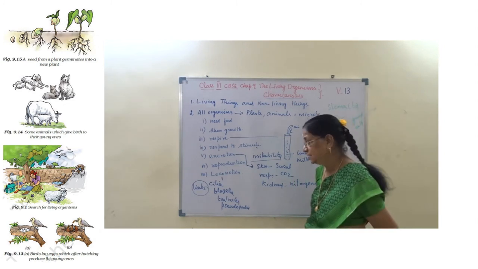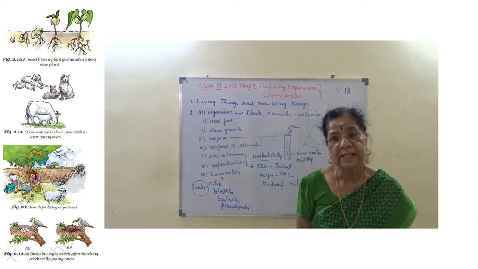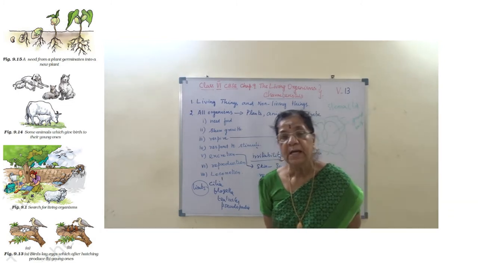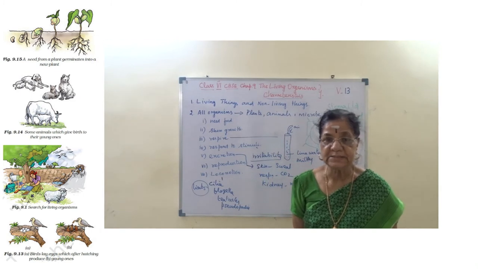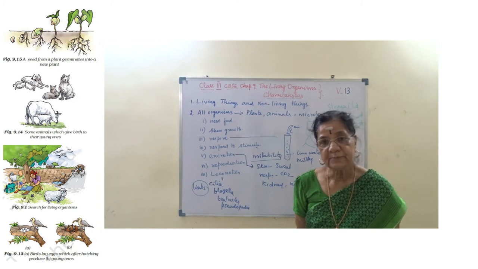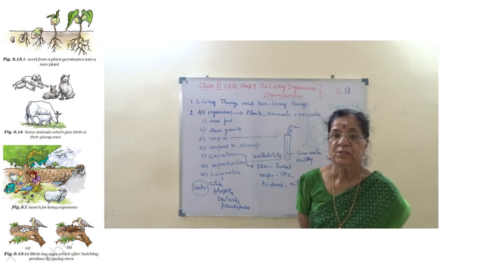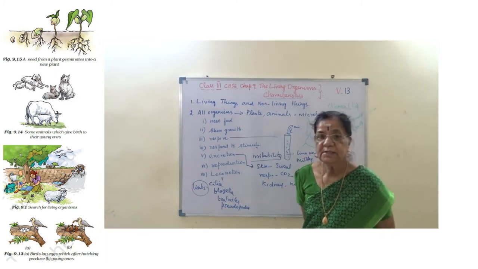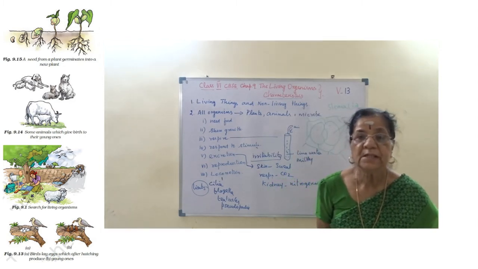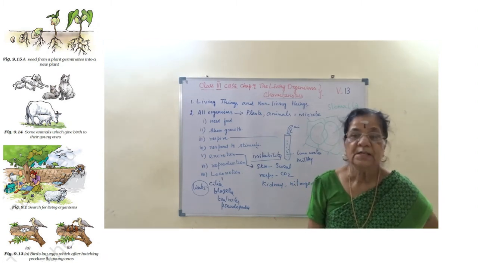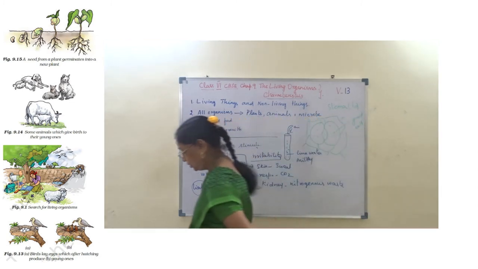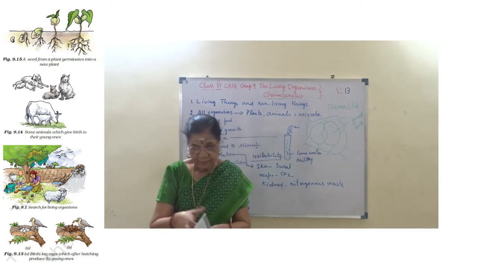Respiration is normally of two kinds: aerobic respiration and anaerobic respiration. Aerobic respiration is in the presence of oxygen and anaerobic respiration is in the absence of oxygen. So it is that anaerobic respiration that makes it a little warm when you put your hand in a sack of rice and take it out. That is due to anaerobic respiration. I hope you are able to follow this.